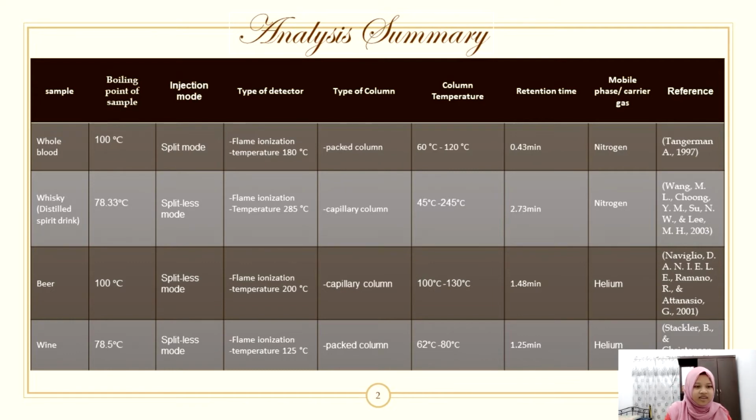And next is the mobile phase or carrier phase. Here we use only two, which are nitrogen and helium. Nitrogen is cheaper than helium, but compared to helium, nitrogen is not really as efficient, although helium is expensive.